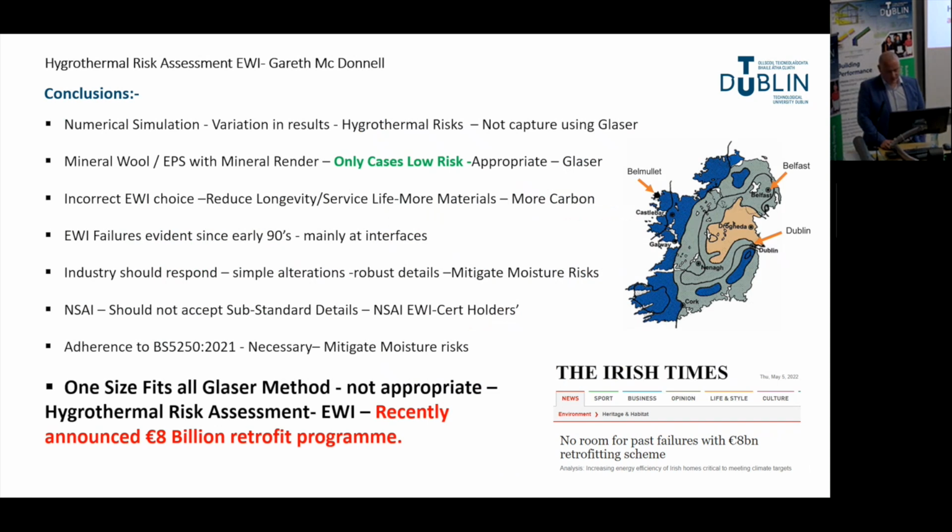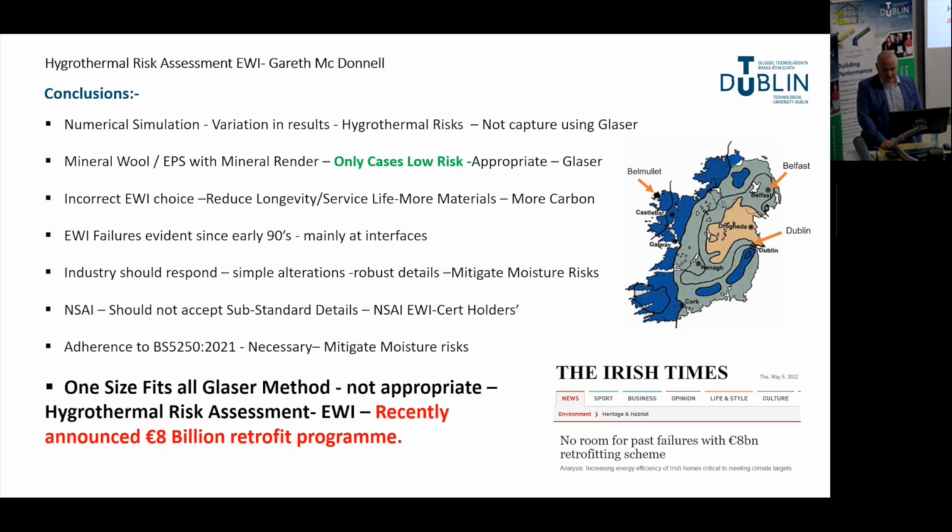So, on to the conclusions and recommendations. Numerical simulations have indicated that there is a variation in hygrothermal risk which is not being captured by Glaser. The only cases that survived the stressing were those featuring the mineral wool, EPS, mineral render and silicone. These may be the only cases that can be assessed using Glaser.